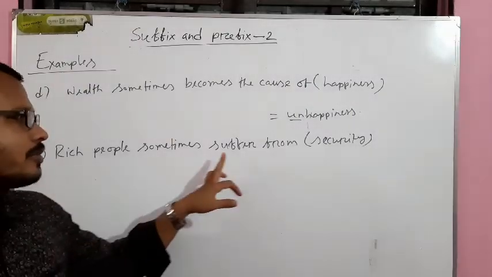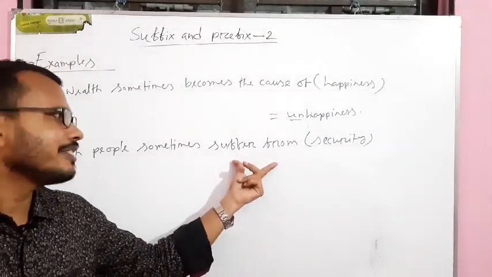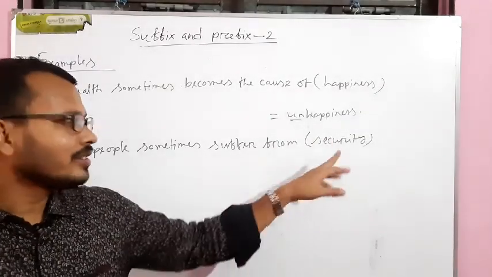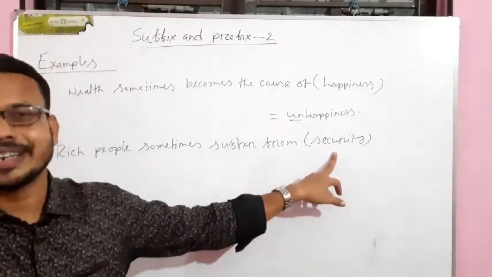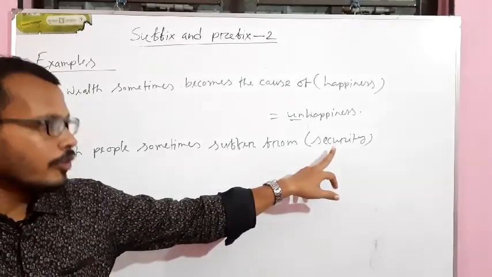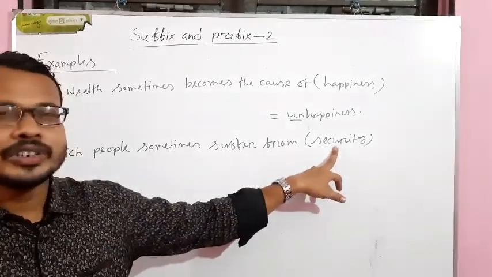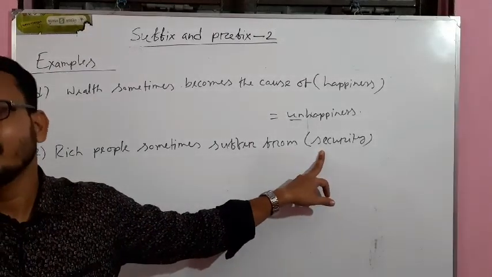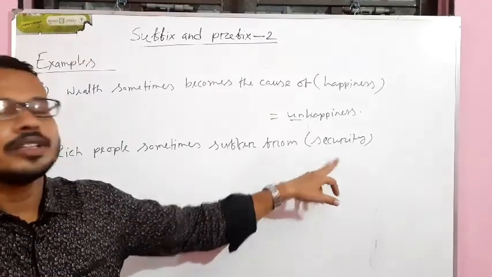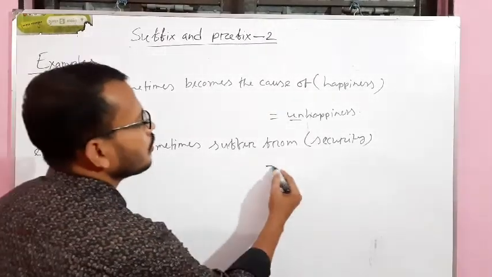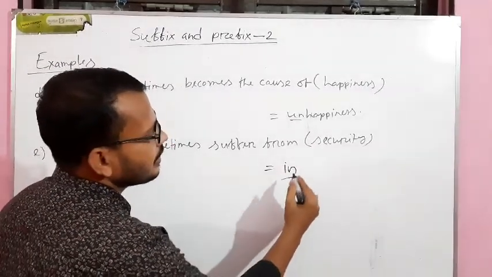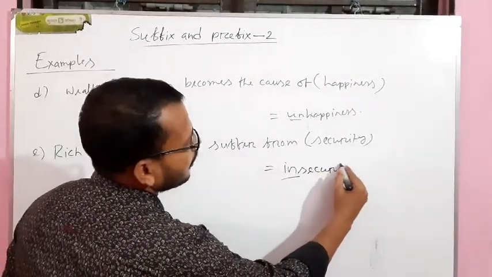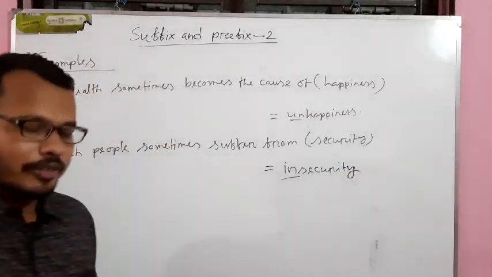Rich people sometimes suffer from, this one is giving us the negative sense. Nobody will suffer from security. We will have to write the opposite form of this word. Security itself is a noun, but we have to use here the opposite meaning. The opposite word of security is insecurity. By adding in, we can change this word security. This will be our answer.